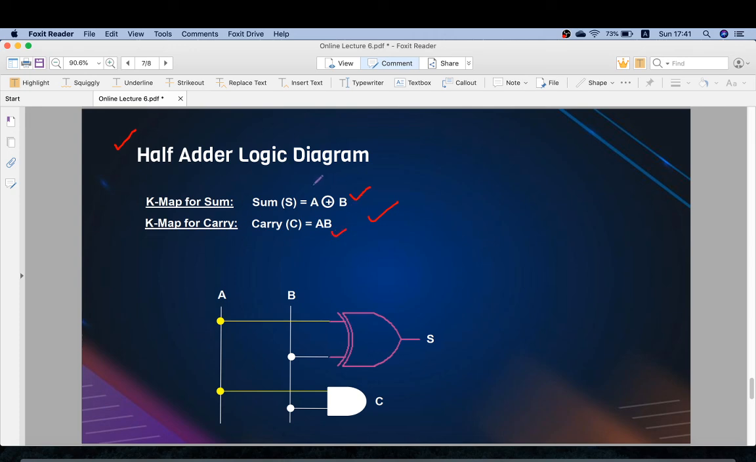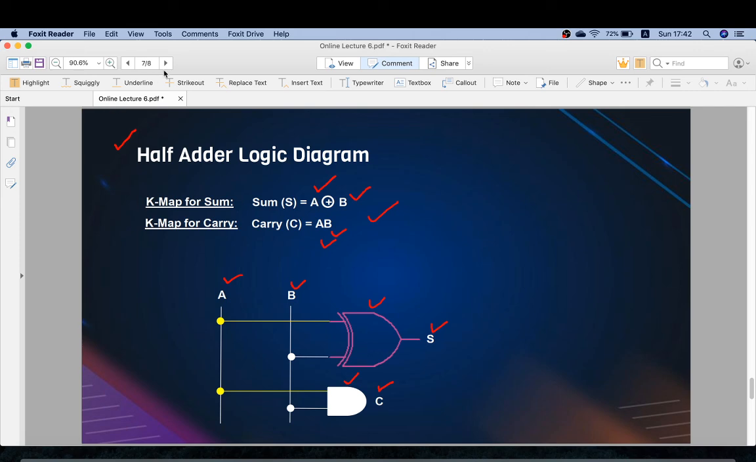From the sum S, it's clear that there will be an XOR gate, and from the carry output, because it's the product, we will use an AND gate. So there are two inputs, one XOR gate whose output will be the sum, and one AND gate whose output will be the carry C.